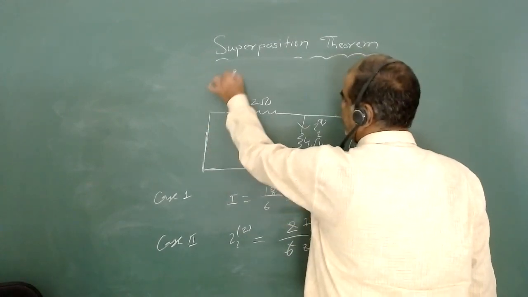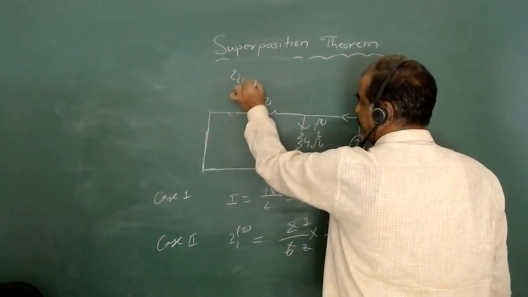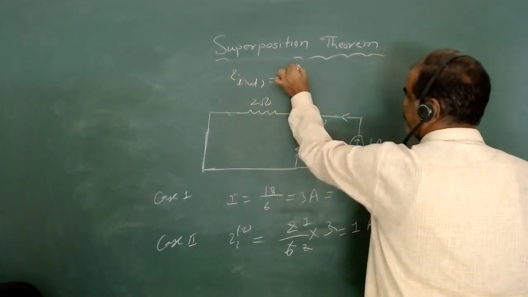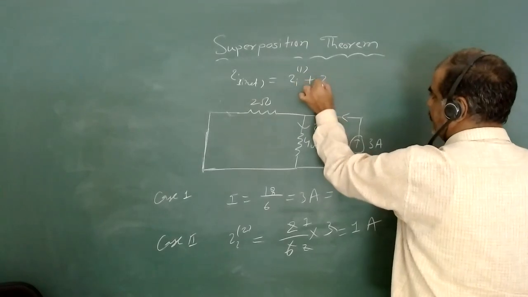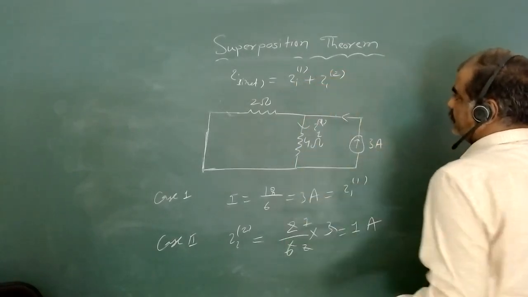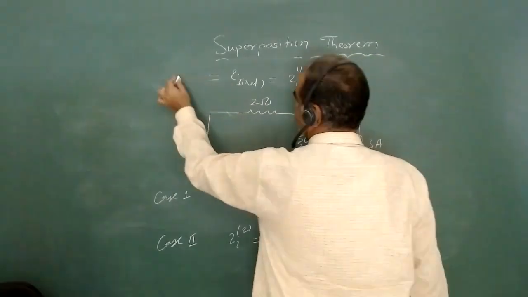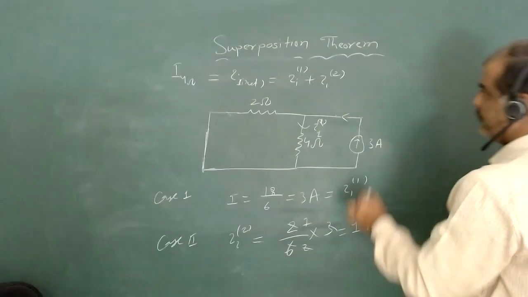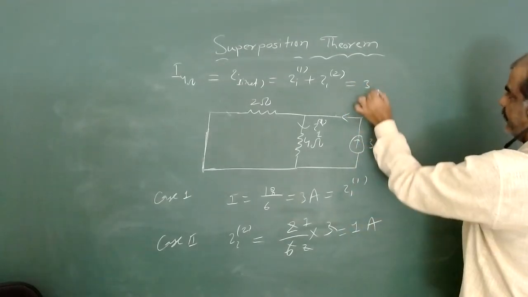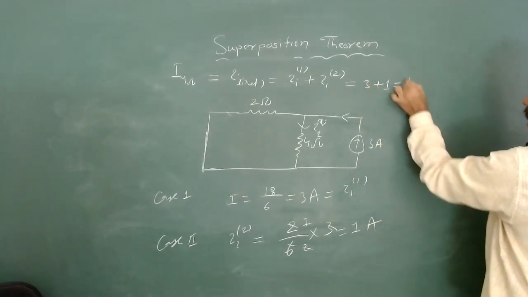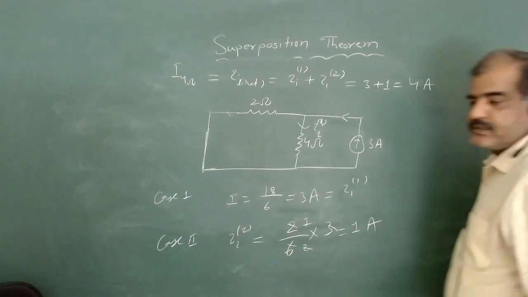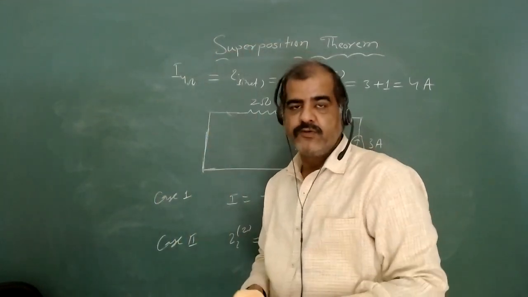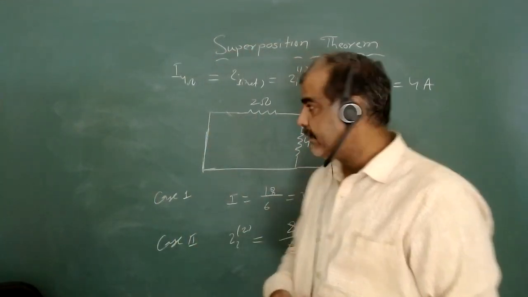So the net current I1 net will be equal to I1 due to case 1 plus I1 due to case 2, and this is my current in the 4 ohm resistance. So I in 4 ohm will be equal to 3 plus 1, equal to 4 ampere. In this way we can use the superposition theorem to simplify our circuit. We will take one more problem.